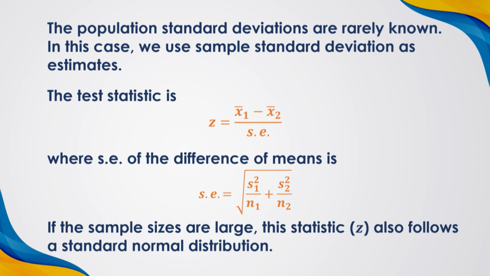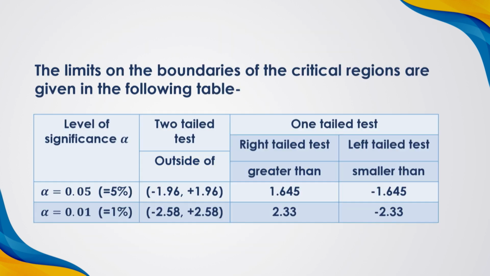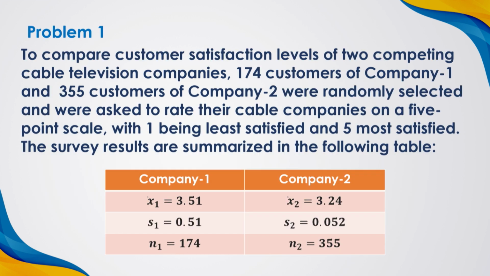Therefore, the test statistic is the same, but the standard error has a change. Instead of sigma square, we are using the sample estimate. If the sample sizes are large, this statistic also follows a standard normal distribution. The limits are shown as per the previous slides, so I skip this. Problem 1.